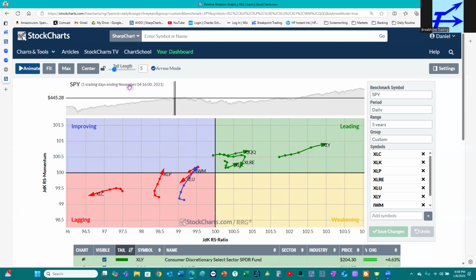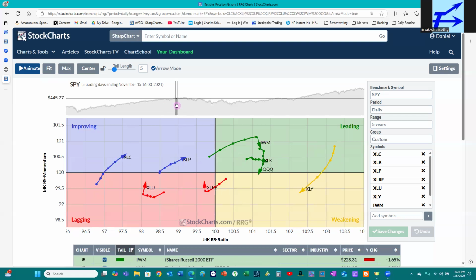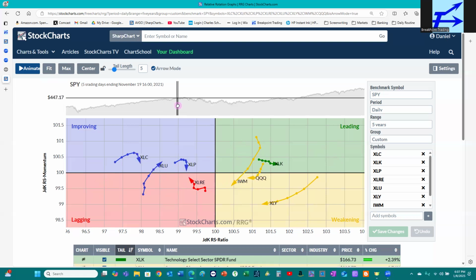You can watch the dates right up here as I move to the right. So now we're moving into November. You can see XLY, the small caps, the Qs, they're all up in the leading area, but they're moving down. And now XLY is moving down into the weakening, and so are the Qs, NASDAQ. XLK is starting to move down as well, and small caps are already down there. They're still on the right-hand side, but notice on the left-hand side, the defensive sectors are starting to make a move. You can see it just by looking at the tail right here.